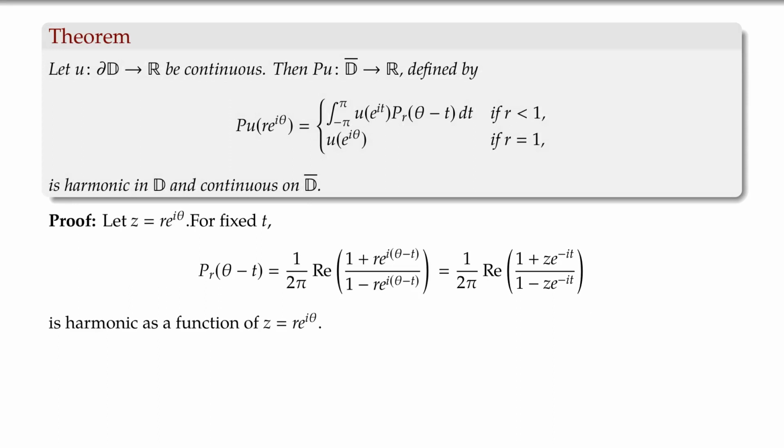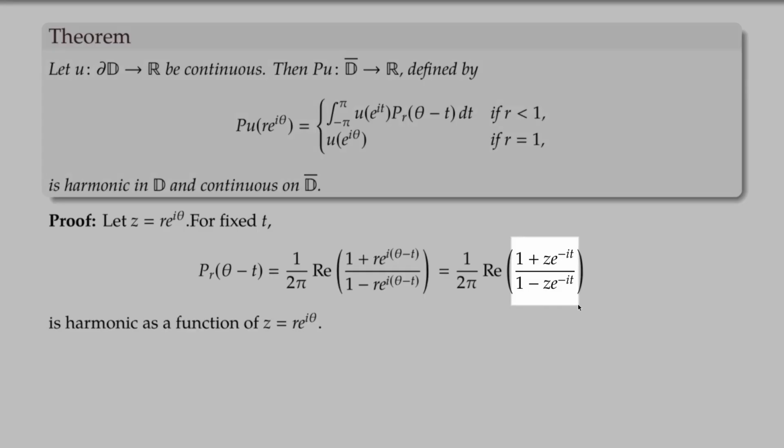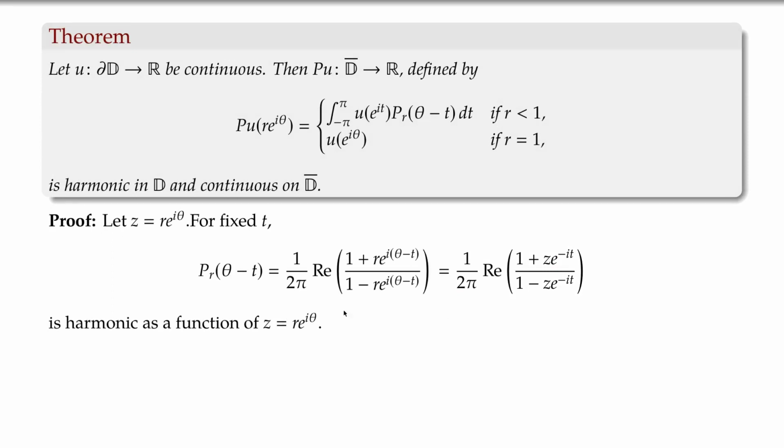And so we're basically moving that peak around. That's what's happening, right? So now this is a harmonic function of z, for any fixed t. This is a holomorphic function of z. So the real part of a holomorphic function is harmonic. Okay, so we have a harmonic function as a function of z in the disk.